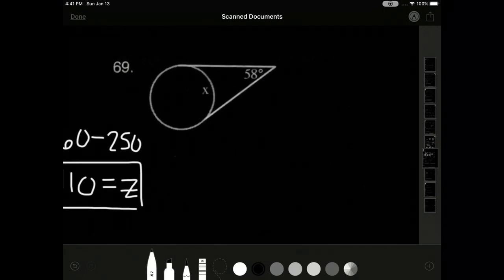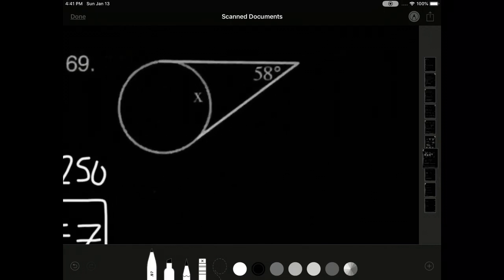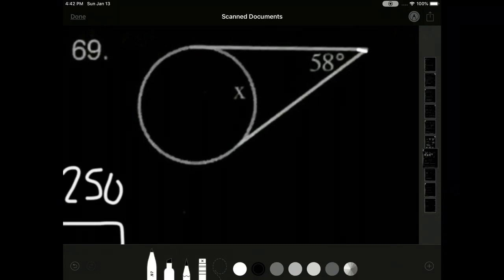Now for 69, our interception is outside of the circle, right there, okay? So we take 360 minus our x that we have sitting there on our arc. So over here is 360 minus x.